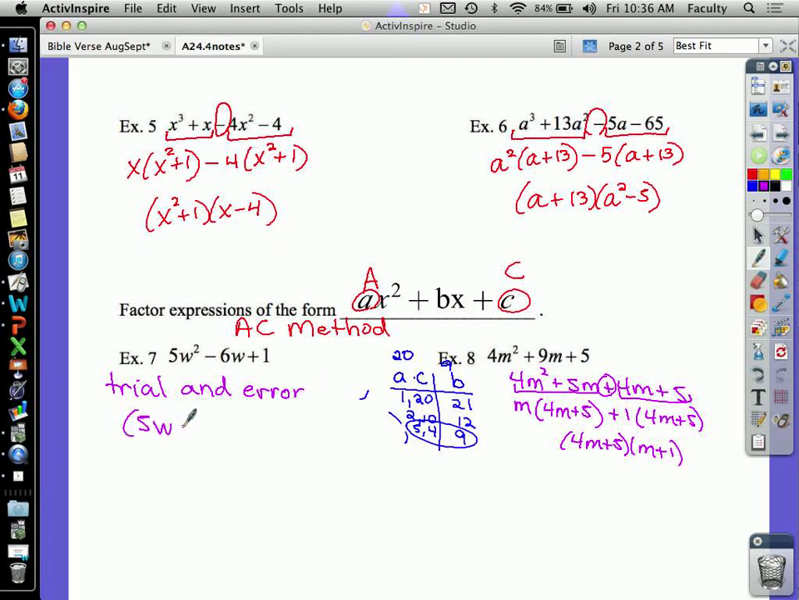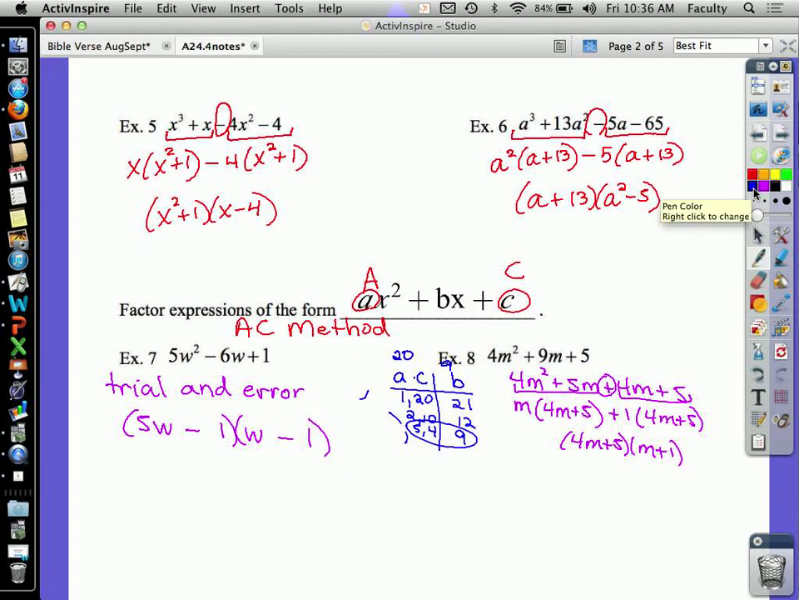What you're going to do is similar to what we did in yesterday's lesson, except, okay, for 5w squared, you know the only way to get 5w squared is 5w times w, right? The only way to get a 1 is 1 times 1. Because it ends in a plus, these have to be the same. Now check it. 5w times w is 5w squared. The outer is minus 5w, the inner is minus 1w. That's minus 6w. Negative 1 times negative 1 is 1. I got it like that.